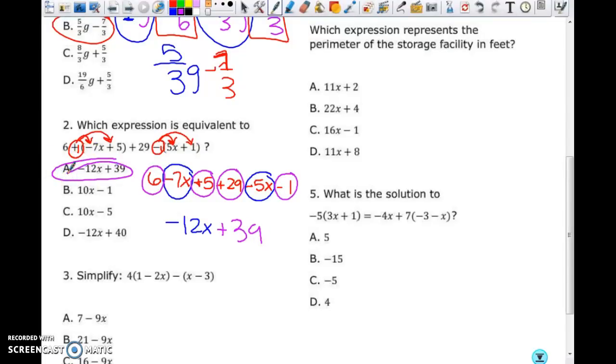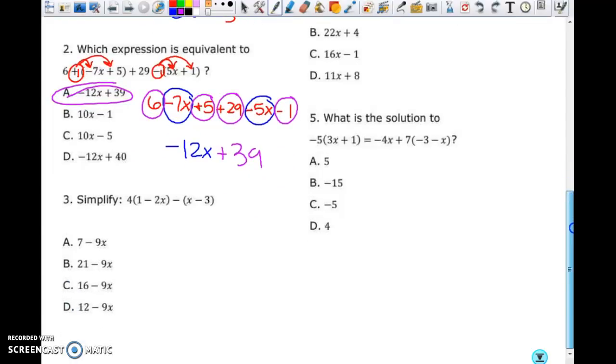All right. So now let's look at number 3. Again, this is simplifying. So again, we have to just combine our like terms. But the first thing we got to do is we need to make sure we distribute. Okay, so you take whatever's attached and we multiply to everybody on the inside. So 4 times 1 gives me 4. 4 times a negative 2x gives me negative 8x. Now I have my negative 1 times my x gives me a negative 1x. Negative 1 times a negative 3 is a positive 3.